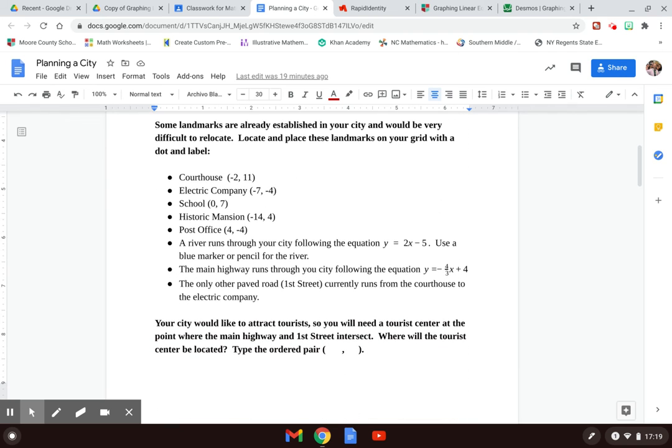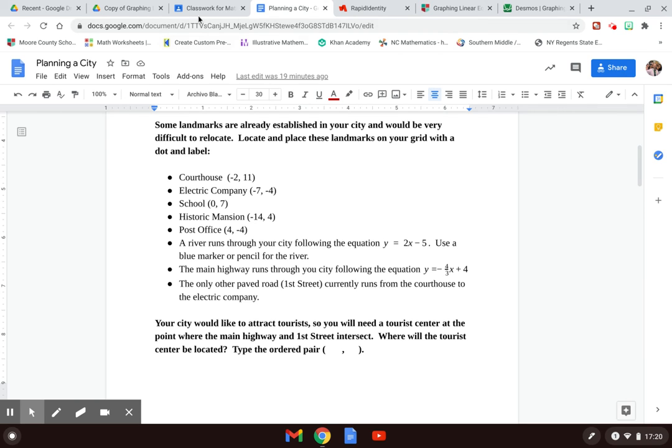So what you're going to do is start with these landmarks here. You have a courthouse, an electric company, a school, a historic mansion, the post office, and then there's a river. It says here, a river runs through your city following this equation, y = 2x - 5. Use a blue marker or pencil for the river. There's a main highway that goes through the city, and it follows the equation y = -4/3 x + 4. And the only other paved road is First Street, which runs from the courthouse to the electric company.